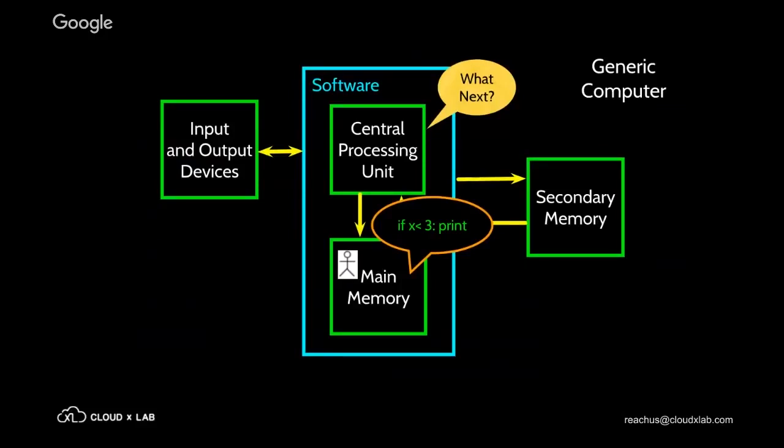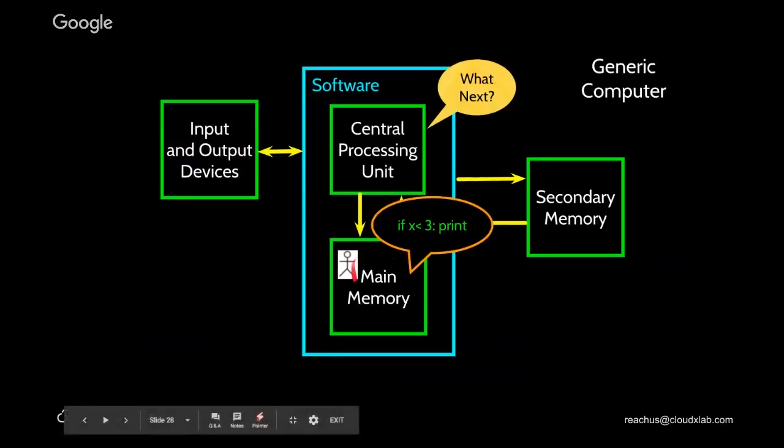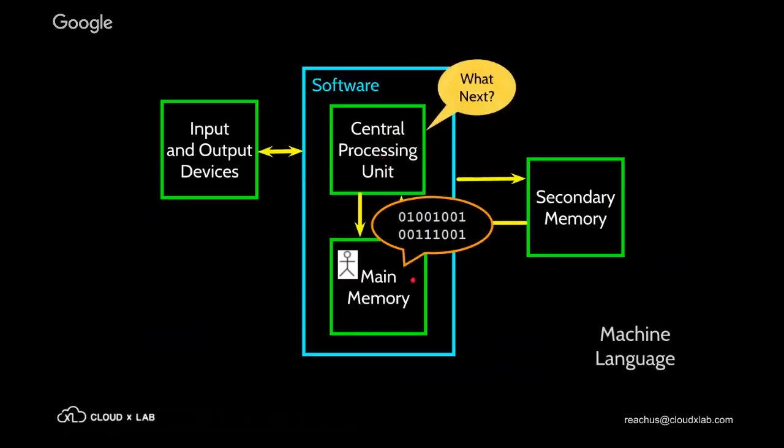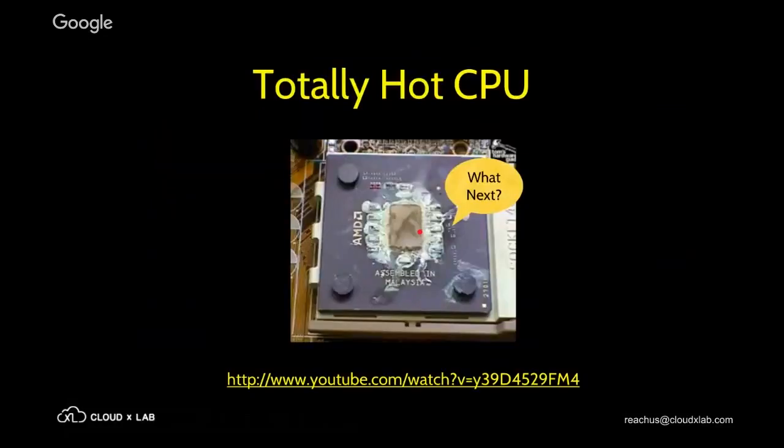All right. So this is where the instruction is kept: if x is less than 3, print something. This is a simple instruction, and the CPU will pick up this kind of instruction and do the work. This instruction is kept in binary or machine language. And since the CPU does a lot of work like this, it consumes energy and it heats up.